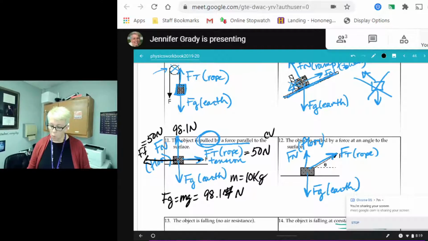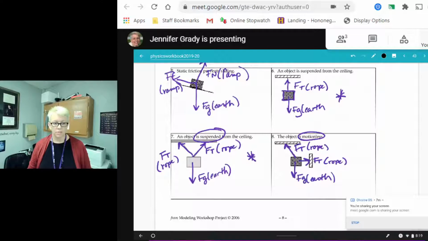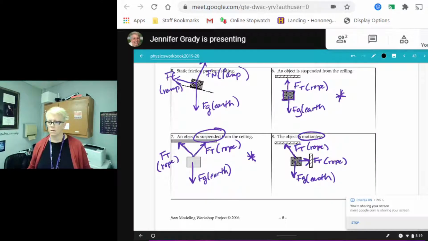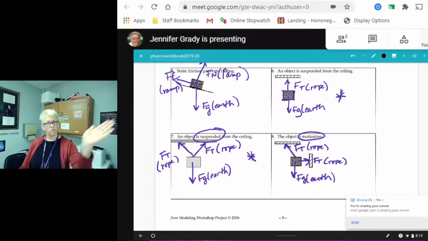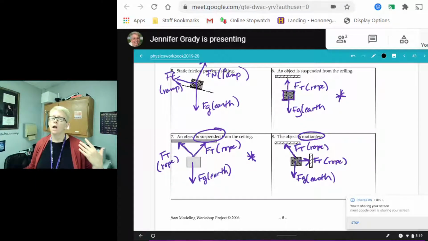What about stuff that gets a little trickier? For example, what about number 7? This object is suspended from the ceiling. That doesn't look quite the same. Things are sideways. How do I deal with that? Or number 8, what do I do there? We've got one tension going this way, and then there's another one going straight across. How does that work? I'm so glad you asked. We are going to take a look at the procedures that we use when things don't line up so easily.